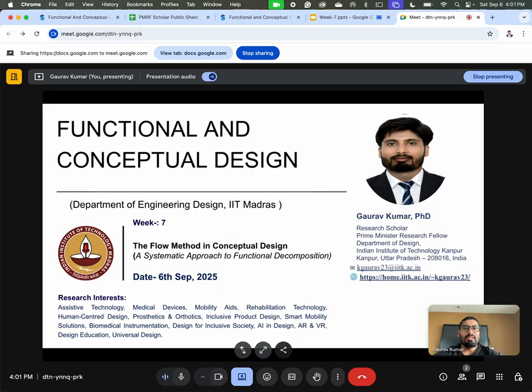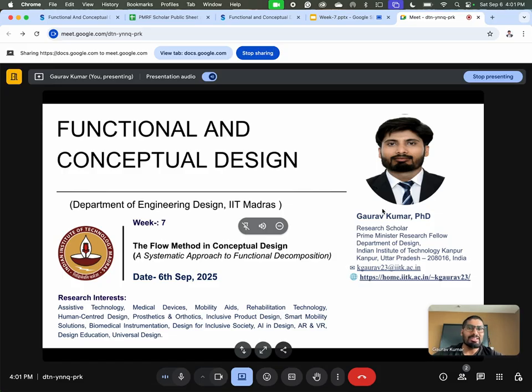It gives me great pleasure to welcome you to today's session on the summary of the flow method in conceptual design. The focus of this presentation is on how we can systematically decompose a complex product into simpler functional elements that are easier to understand, analyze and innovate upon.